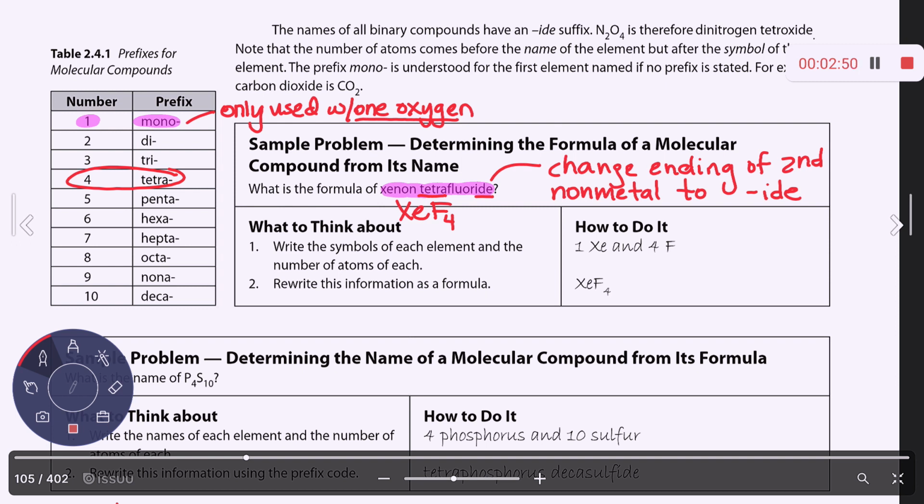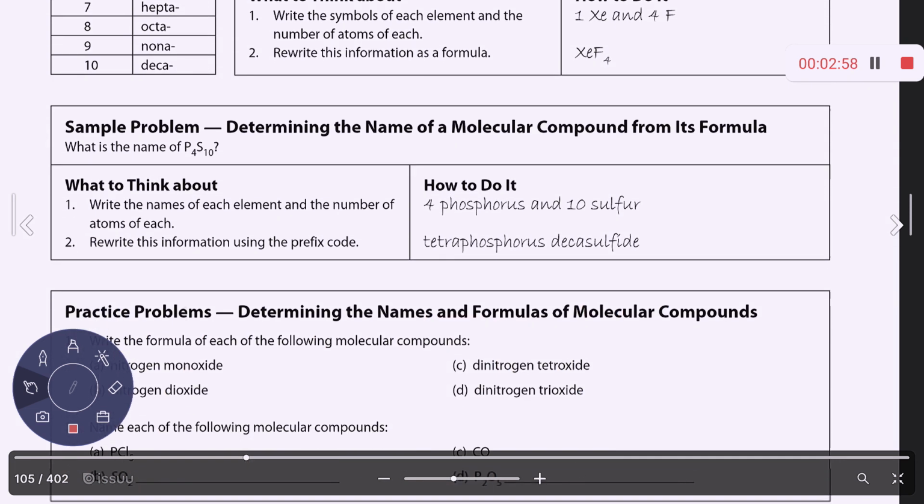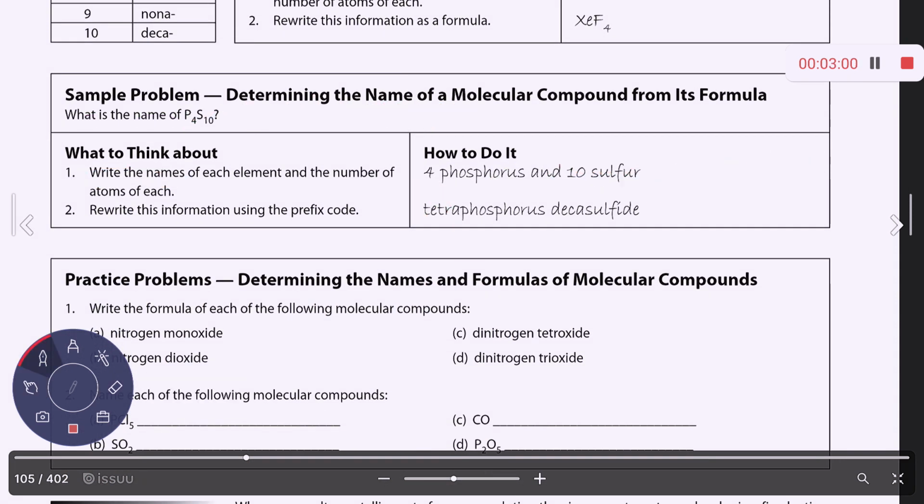Okay, so let's come down here to the next one. On the next one, they want to know what the name is of P4S10. Okay, so since we have four phosphorus, then we would put tetra in front of phosphorus, so it's one word. And then I've got 10 sulfurs, 10 is deca. So you would put deca in front of sulfur, and then you would change the ending of sulfur to ide because it's the second nonmetal. So it's tetraphosphorus decasulfide, okay?